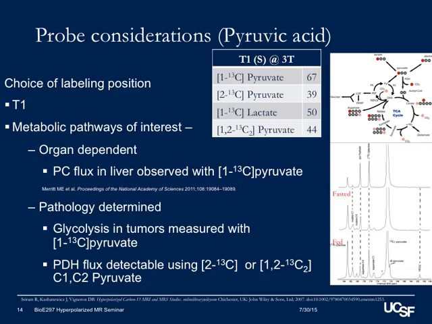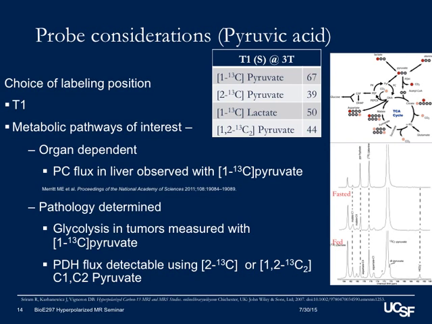But if you wanted to study the PDH flux, C1 pyruvate will not be a good choice of probe, because you're going to lose the C1 label as bicarbonate, and you will not be able to follow the TCA intermediates. And so in that specific case, you would end up using either a C2 labeled pyruvate, or a C1,C2 labeled pyruvate, or a C1,C2 copolarized pyruvate.